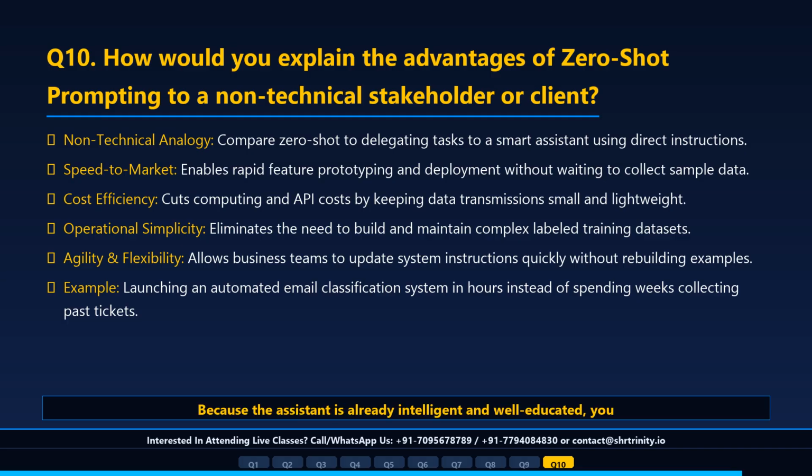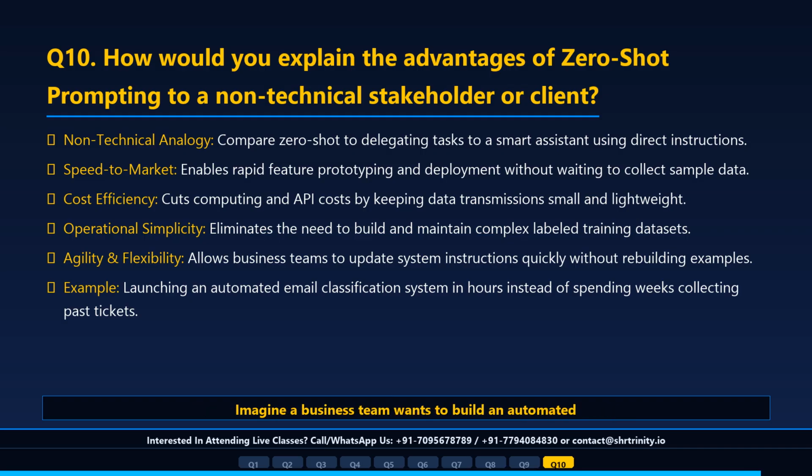Because the assistant is already intelligent and well-educated, you don't need to sit down and show them 10 past examples of how to organize an email folder. You simply give them clear, direct instructions, and they get to work immediately. The key business advantages are faster time to market, lower operating costs, and extreme operational agility. Let's walk through our business deployment example step by step.